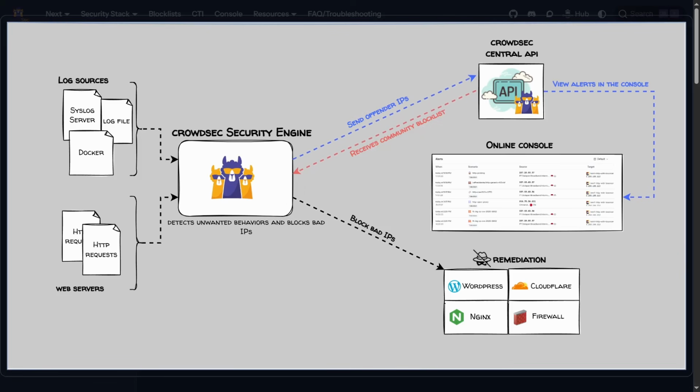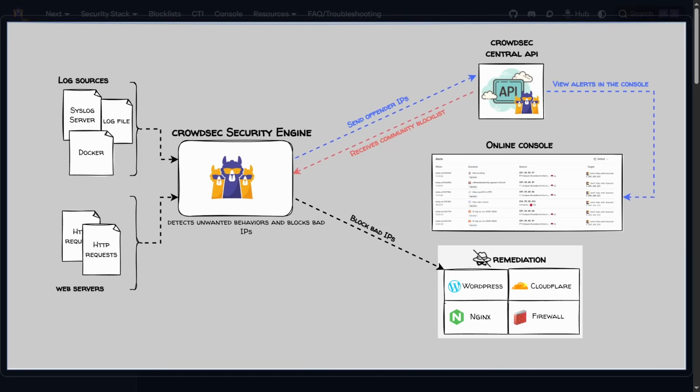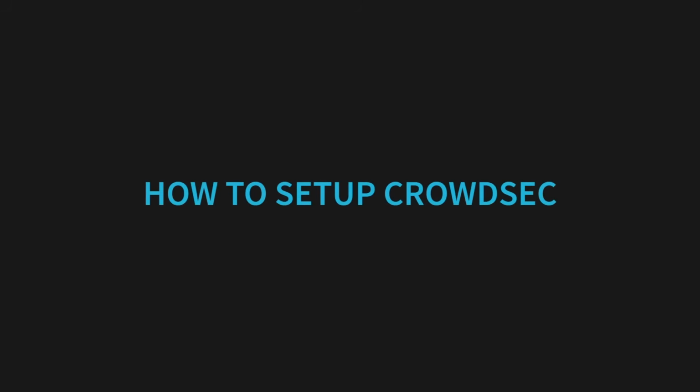If one server running CrowdSec identifies a bad IP, all servers running CrowdSec will be able to identify it and block it. It makes use of remediation to take action in blocking bad IPs. In the past, these were called bouncers, and in this video, we will see that some of them still call themselves bouncers. Now let's look at how to set up CrowdSec for our own server.